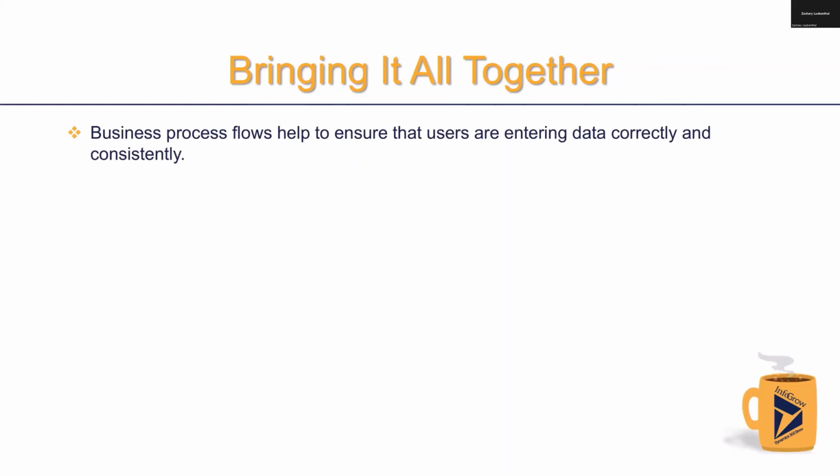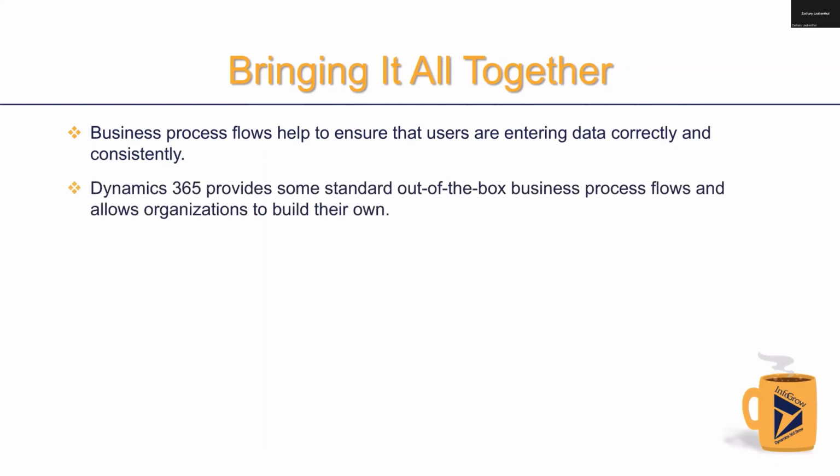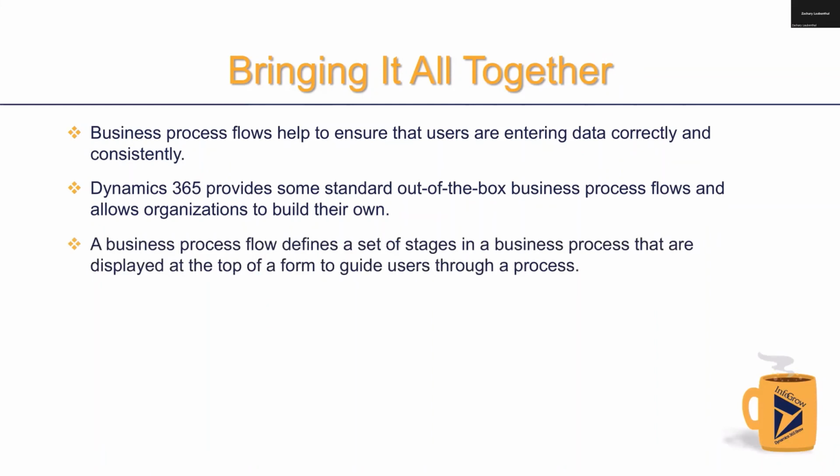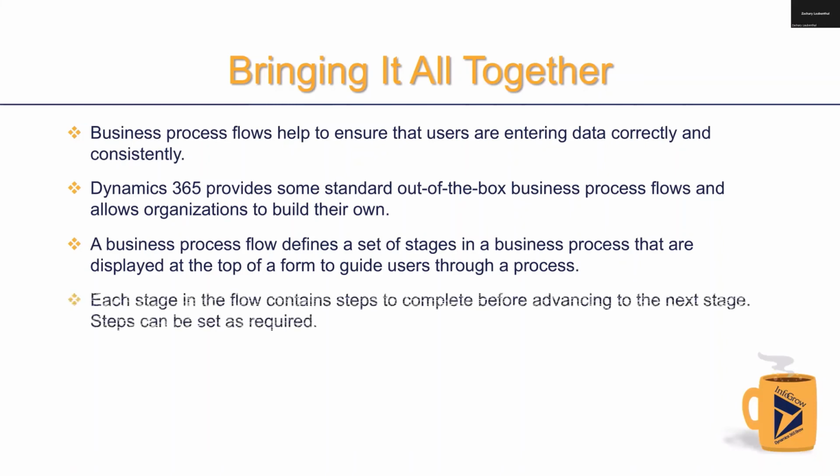All right. Here's the things to know. Business process flows help to ensure that users are entering data correctly and consistently. Dynamics 365 provides some standard out-of-the-box business process flows and allows organizations to build their own. A business process flow defines a set of stages and steps that are displayed at the top of the form to guide users through a process. Each stage contains steps that users must complete before advancing to the next stage. Steps can be set as required before allowing them to move to the next stage, but not always.